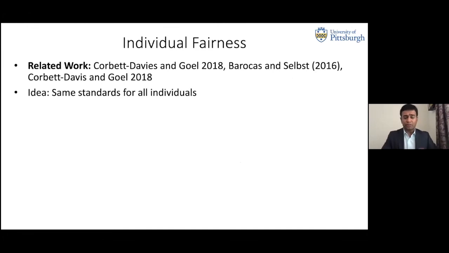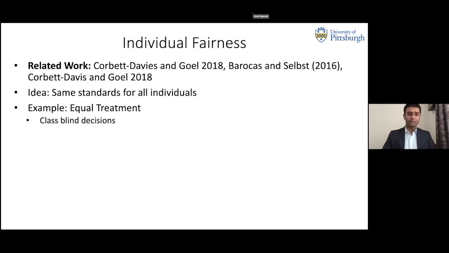So let's talk a little bit more about individual fairness. Now let's dig deeper into these two different classes. One example that comes up in individual fairness is equal treatment, which simply says that you have to be class blind. You cannot look at the gender or race to make a decision. In other words, you have to use the same cutoff. And this is according to Title 7 of the US Civil Rights Act. This is the current law in the US.